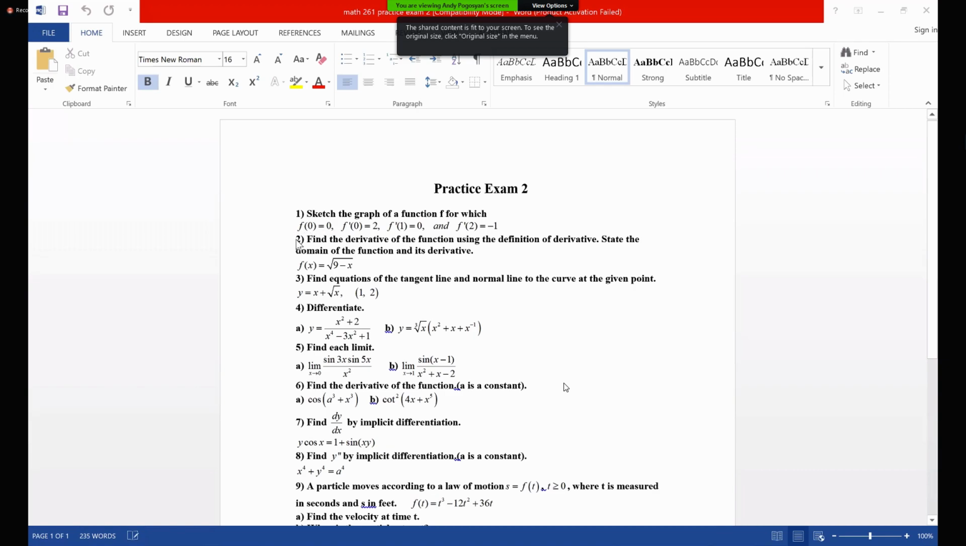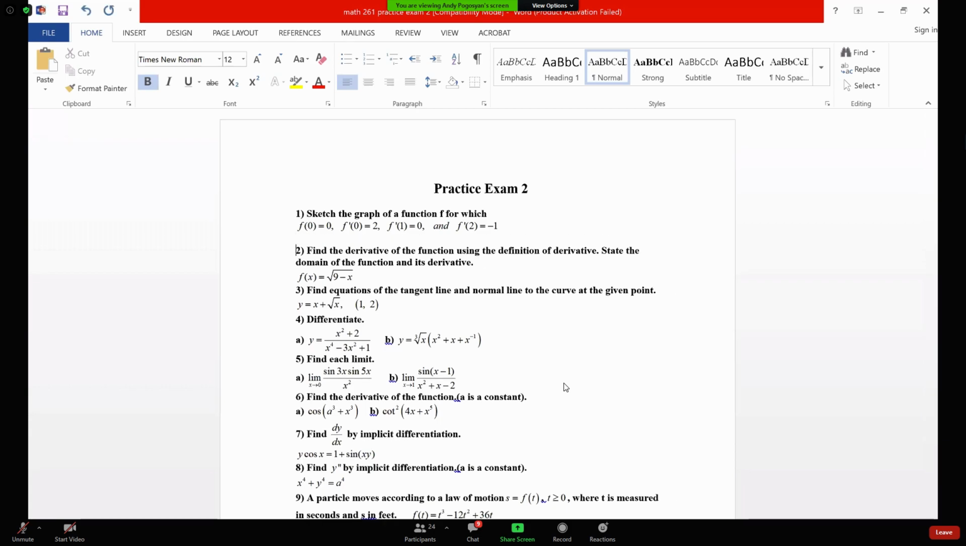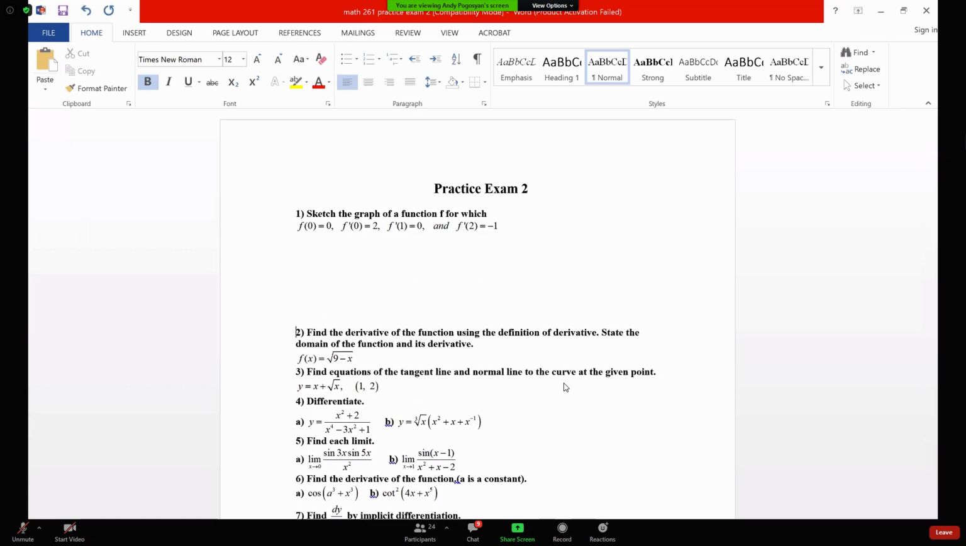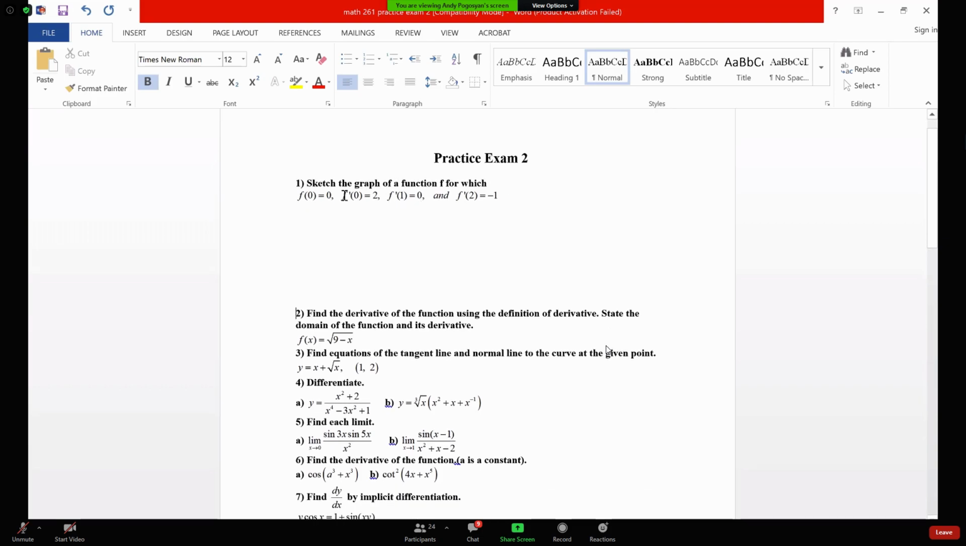Okay, number 1. Sketch the graph of a function f for which f at 0 equals 0, f prime at 0 is 2, f prime at 1 is 0, and f prime at 2 is negative 1.